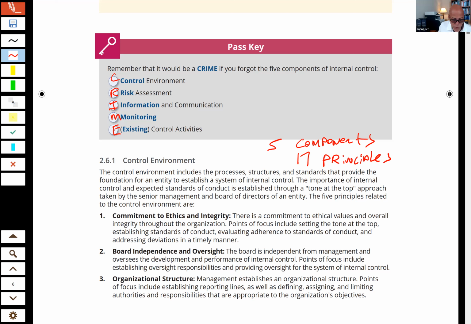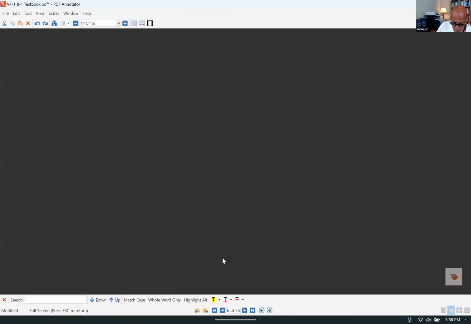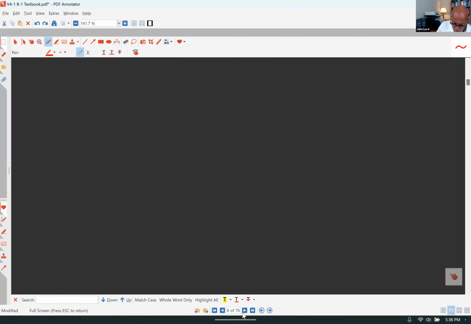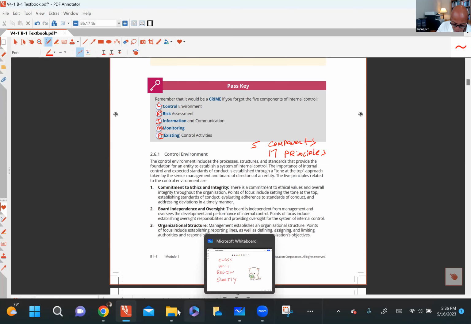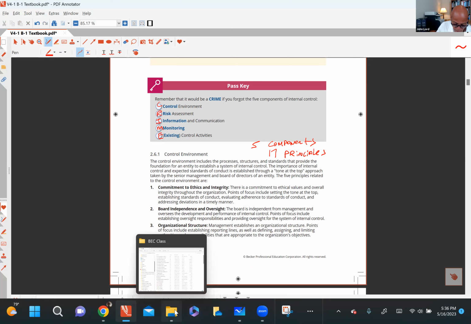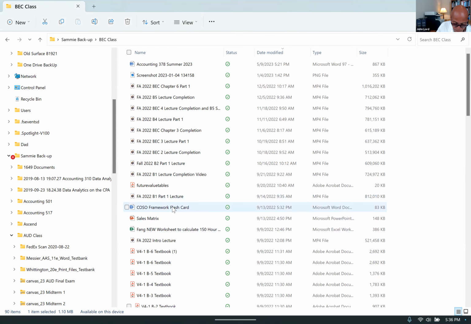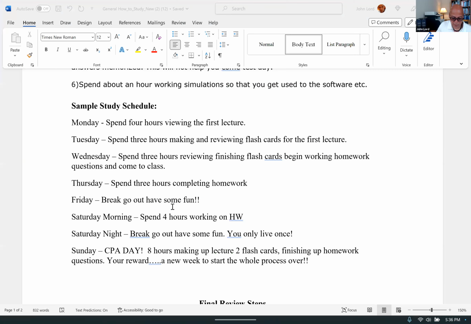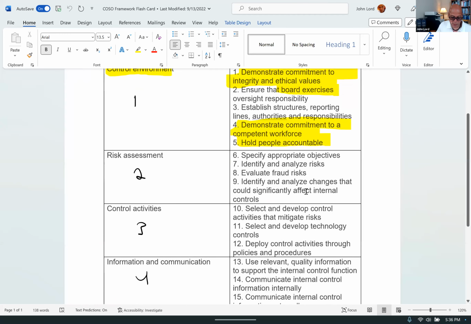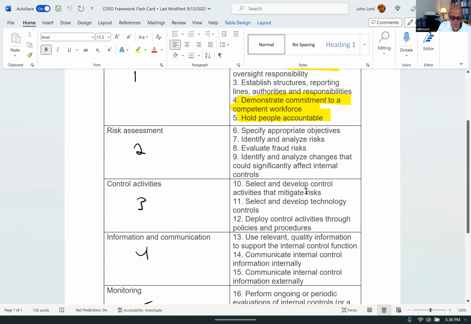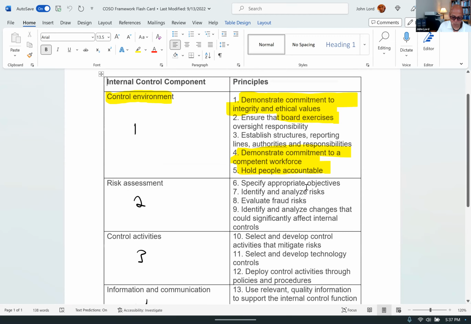Now, I just want to show you something. I don't know where I got this, but I think it's helpful, except that it closed on me. But I'm finding it easily enough that I'm not too upset. What I did is list the 5 components, and then the 17 principles right here.